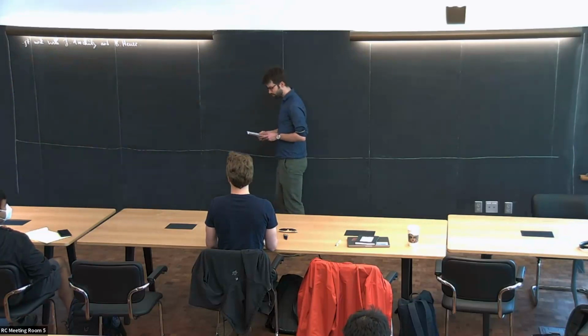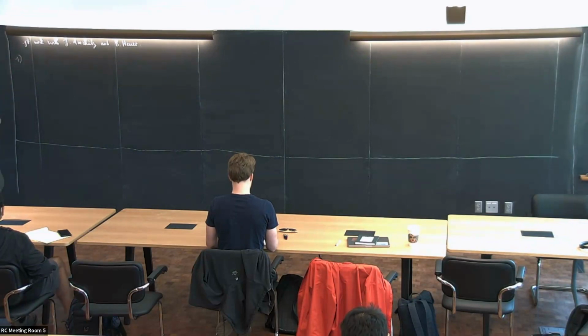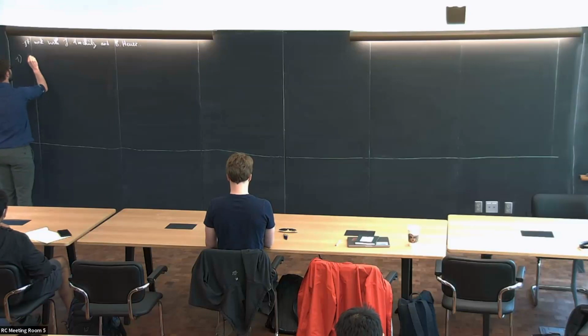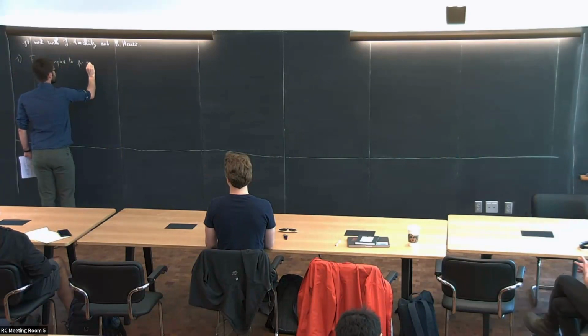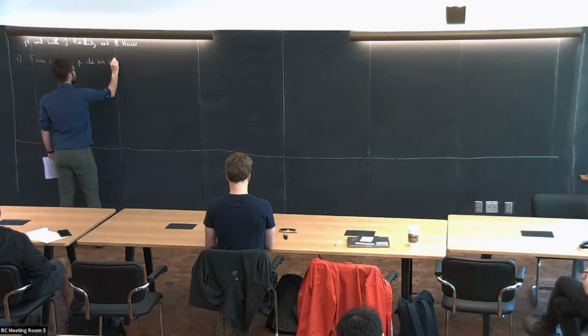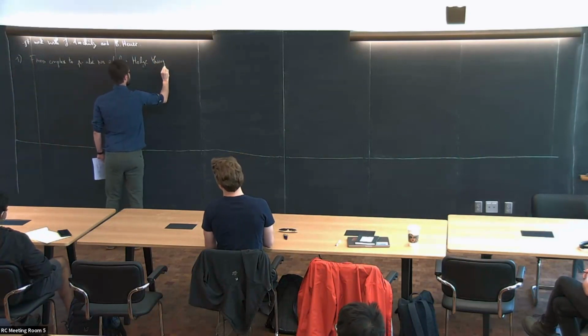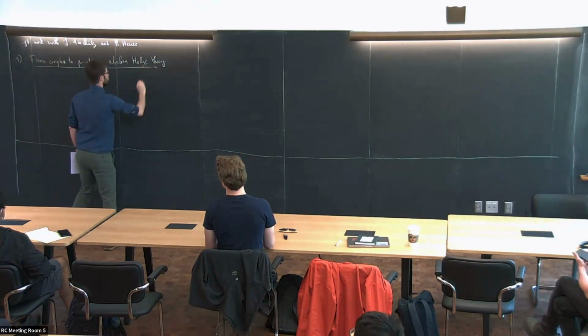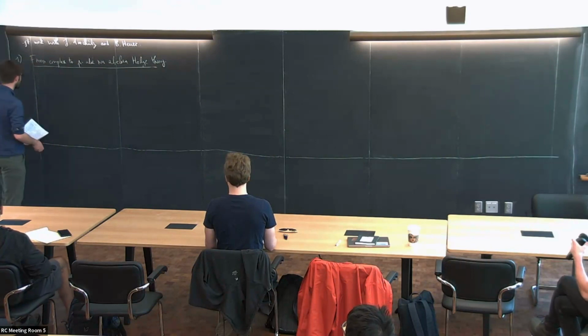So I realize, given the audience, that what I prepared is probably too elementary, but let me still stick to my original plan. I want to speak about p-adic non-abelian Hodge theory. Let me first try to explain what the general context is. For this, I want to very briefly recall what the statement is over the complex numbers.